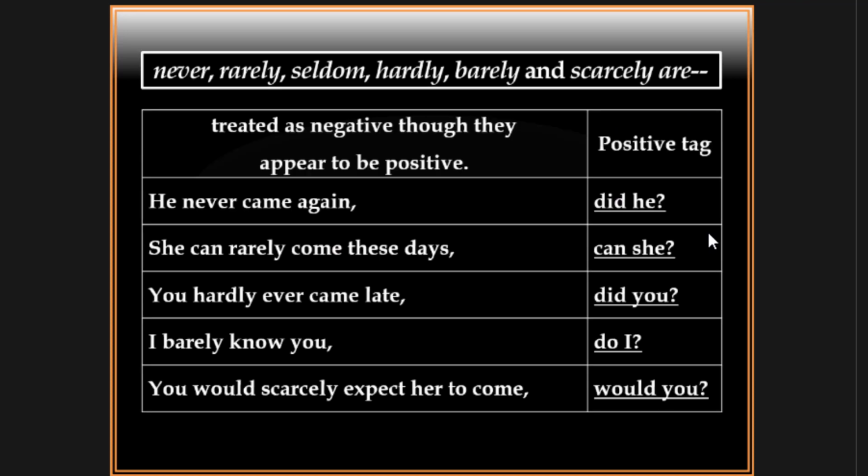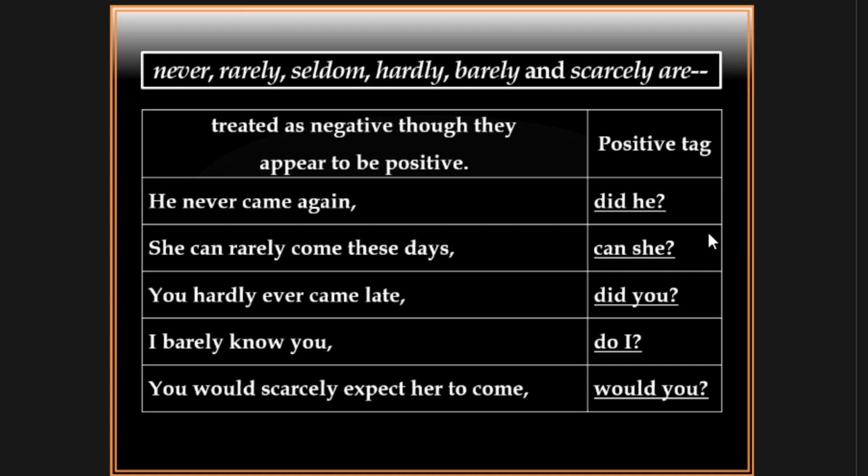Never, rarely, seldom, hardly, barely, and scarcely are treated as negative, though they appear to be positive. Here are some examples. He never came again, did he? Never is stated as negative sentence. So the tag question will be did he? She can rarely come these days. Here we see the word rarely. Rarely is stated as negative statement. So the tag question will be can she?